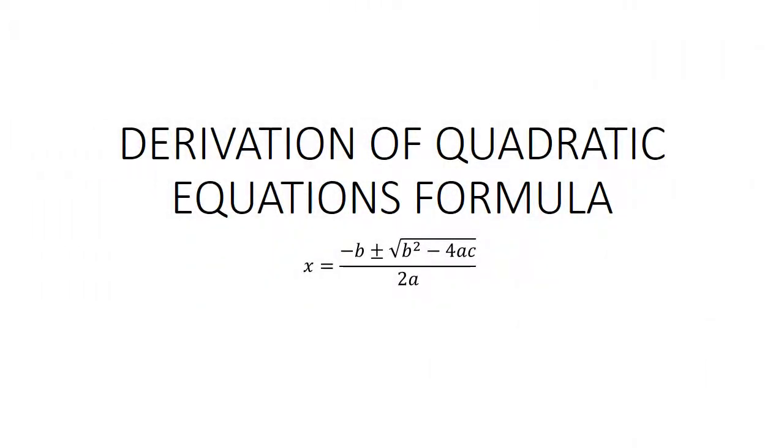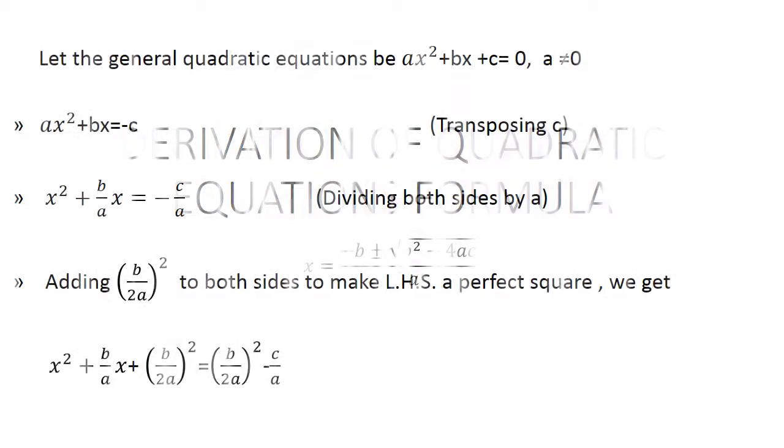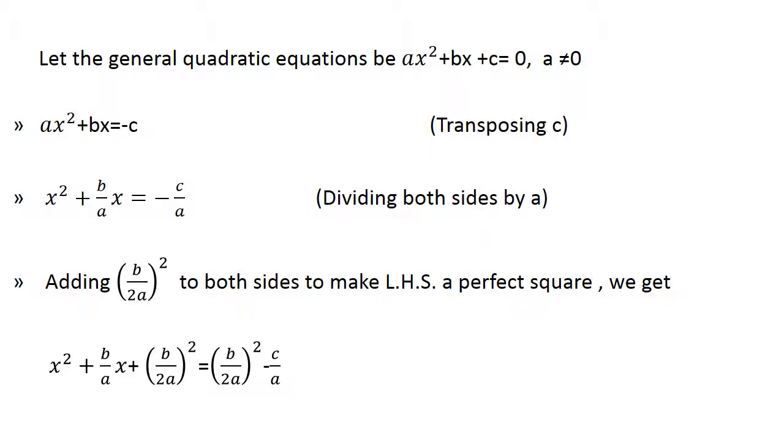The quadratic formula: x is equal to minus b plus or minus root of b squared minus 4ac, divided by 2a. Consider the general quadratic equation ax squared plus bx plus c is equal to 0, where a is not equal to 0.